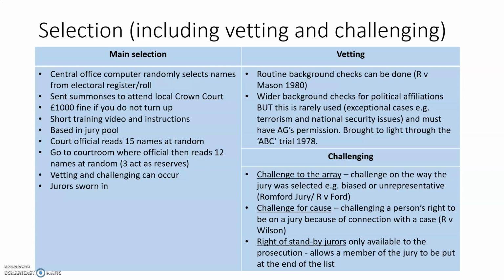If we look at the main selection, a central office computer will randomly select names from the electoral register or roll. They do this every 2 weeks, and they do this well in advance, obviously, of needing them. And they send out summonses to attend the local Crown Court. They send out about 250 per large court. We're talking about thousands of people across the country being called up regularly to attend jury service.